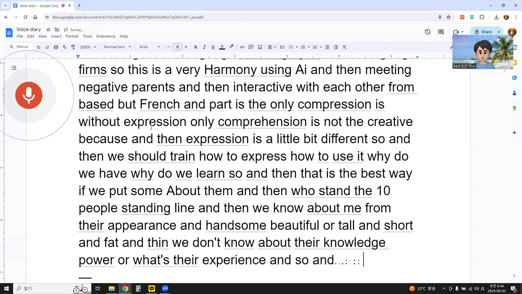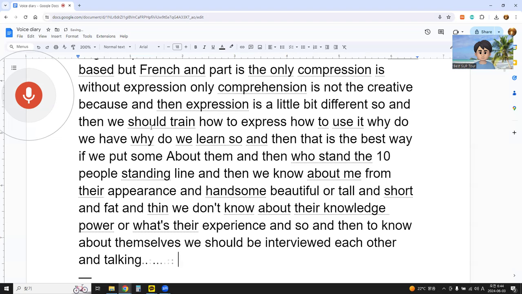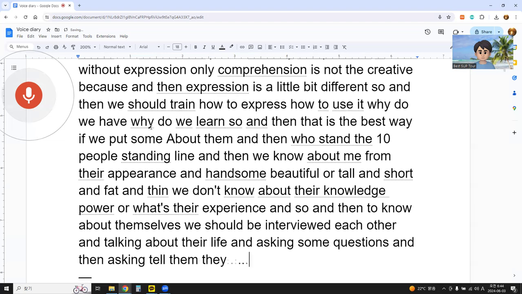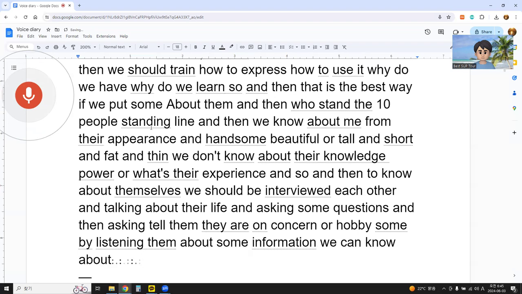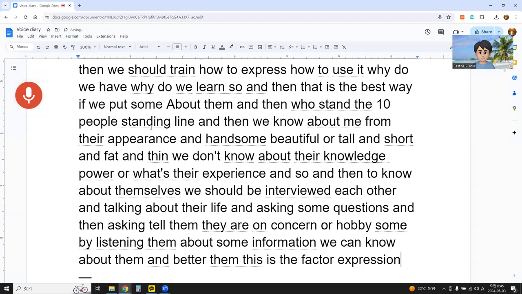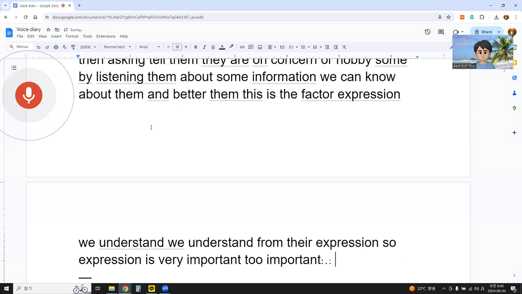And so to know about them, we should interview each other, talk about their life, ask some questions, and ask them to tell their own concerns or hobbies, something. By listening to some information from them, we can know about them better. So this is the fact of expression. We understand from their expression. So expression is very important, too important to show ourselves.